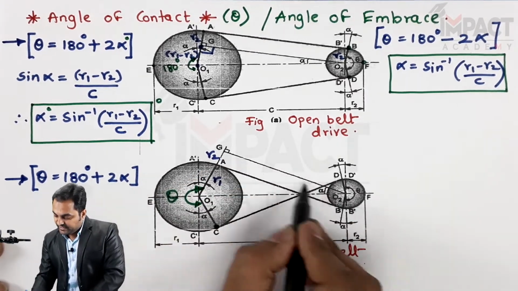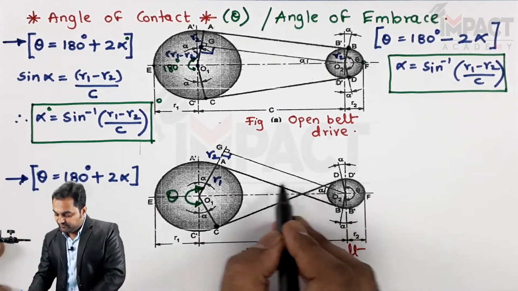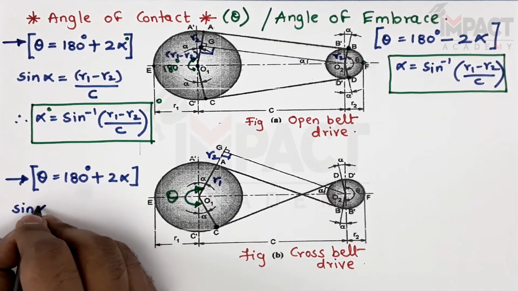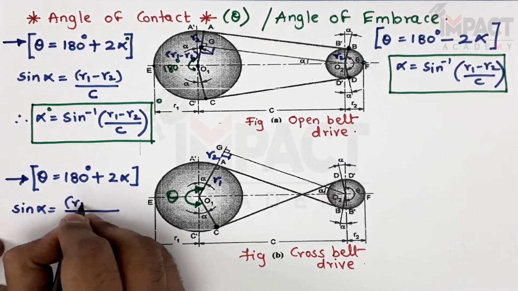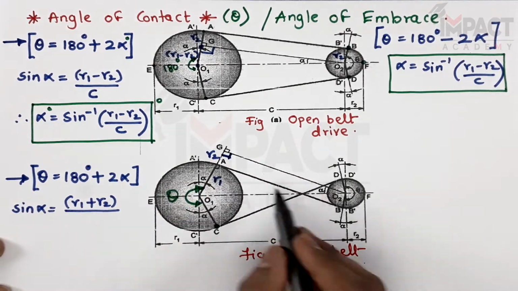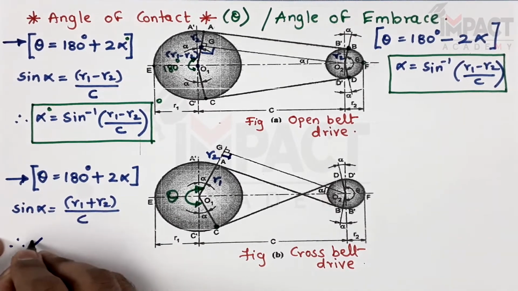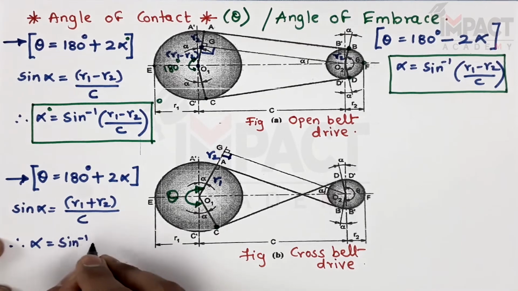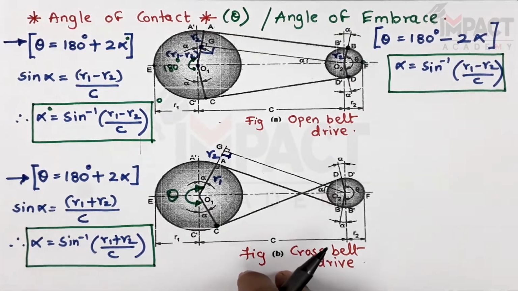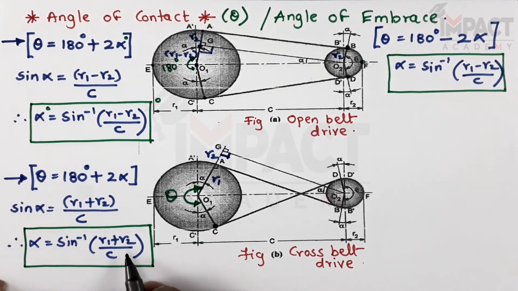So when I see this bigger triangle, that is O2 G O1, opposite to alpha, the side is R1 plus R2, so sine alpha would be opposite side, that is R1 plus R2 divided by the hypotenuse which is opposite to this 90 degree, and that hypotenuse is O1 O2 denoted as C. So therefore alpha value will be sine inverse (R1 plus R2) divided by C. So this would give me the angle of lap or angle of embrace for the bigger pulley of cross belt drive. The answer would be in terms of degree.